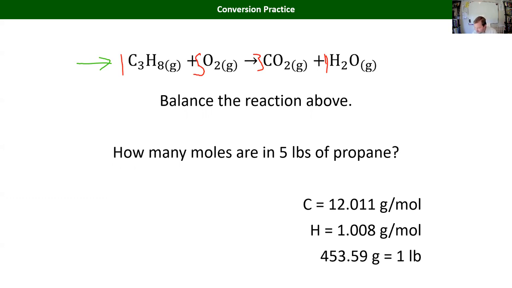If you have 5.0 pounds of propane, of C3H8, how many moles of propane is that? Give that a go and we'll work through it.